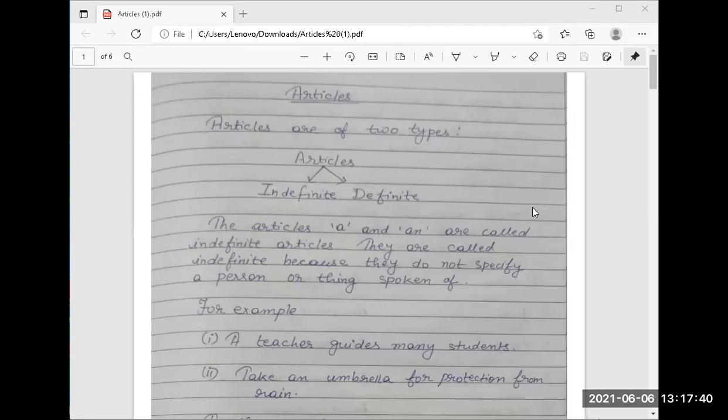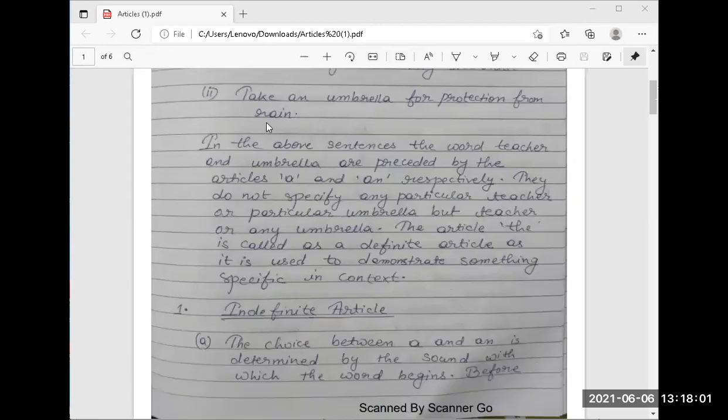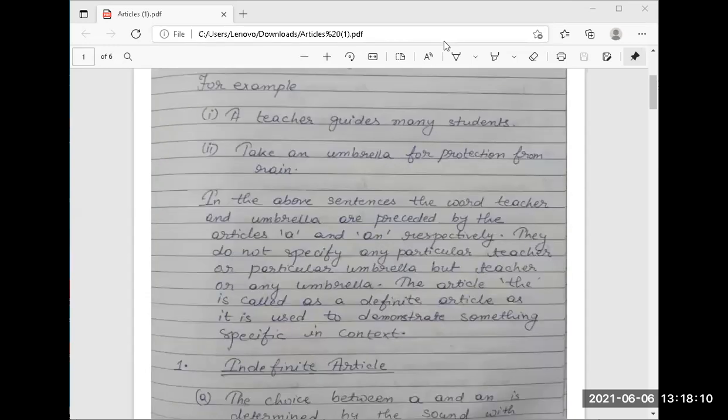The articles a and an are called indefinite articles. They are called indefinite because they do not specify a person or thing spoken of. A teacher guides many students. Take an umbrella for protection from rain. In the above sentences, the words teacher and umbrella are preceded by the articles a and an.